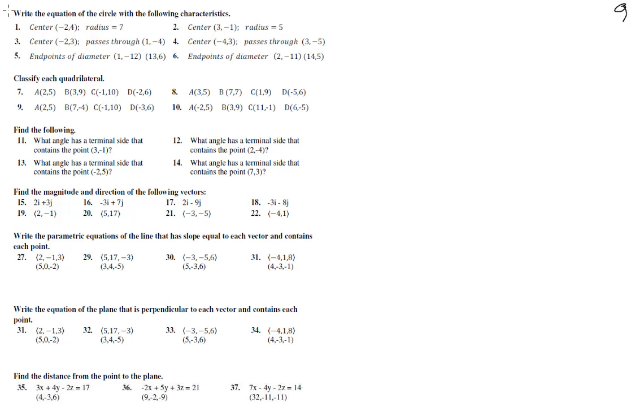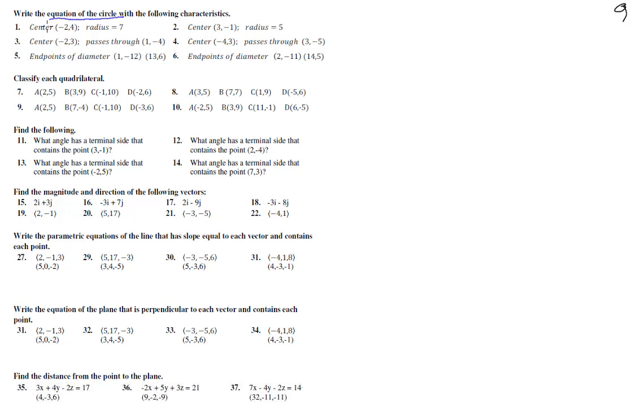Here we are on page 9, and we'll finish up the things with regards to the coordinate plane, lines, vectors, planes, and circles that we're doing here. So number 1 through 6, we've got the equation of the circle with the following characteristics.